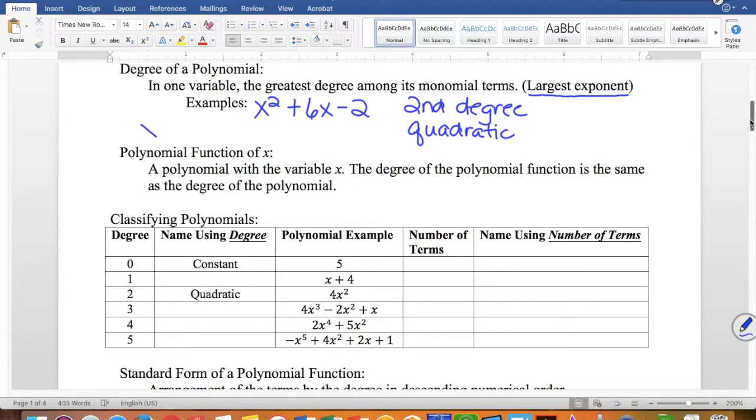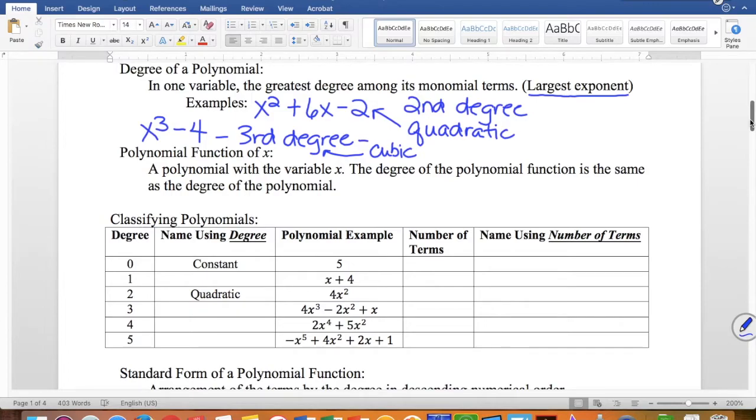If we had something like x cubed minus 4, again, this is a binomial because it has 2 terms, so it's a specific polynomial with 2 terms called a binomial. However, because my largest degree or greatest degree is third degree, the specific name for a third degree is called a cubic function. So we have a quadratic function here, we have a cubic function here, based on the degree.